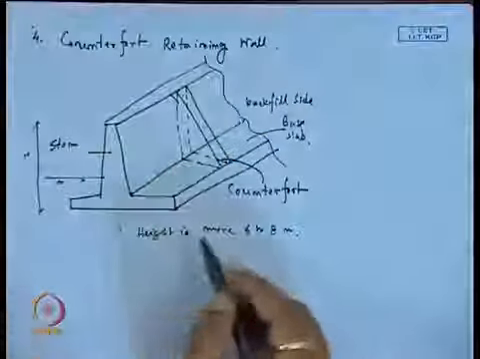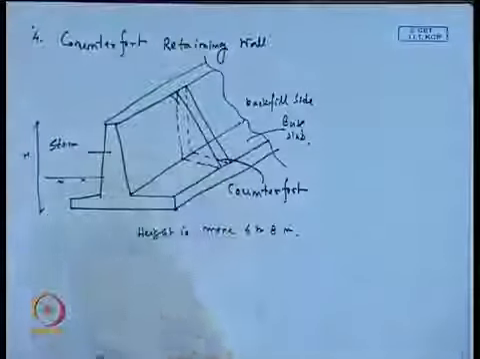So, these are the 4 different types of retaining walls. The first one is the gravity retaining wall, where most of the stability comes from the weight of the retaining wall, and we use plain cement concrete, PCC. The next one is the semi gravity retaining wall, where the size of the gravity retaining wall is reduced by providing a small amount of reinforcement. The third one is the cantilever retaining wall, where RCC, reinforced cement concrete, is used.